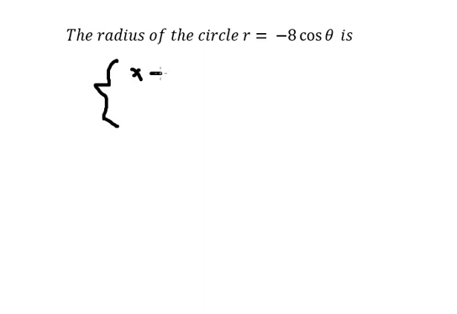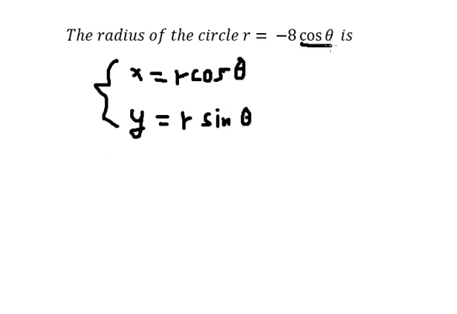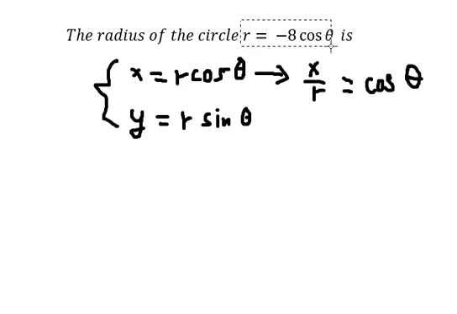We have x equals r cosine theta, y equals r sine theta. Because we have cosine theta, we need to divide both sides by r. So we have this one. And now we need to change cosine theta into this one.